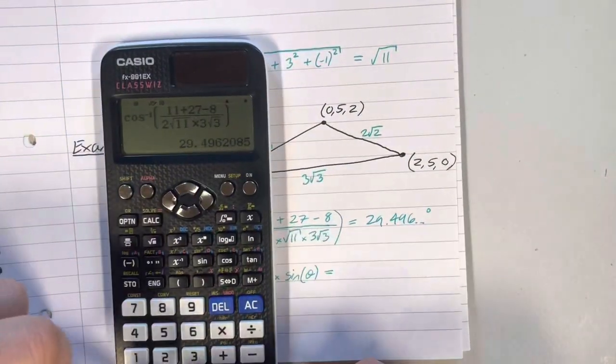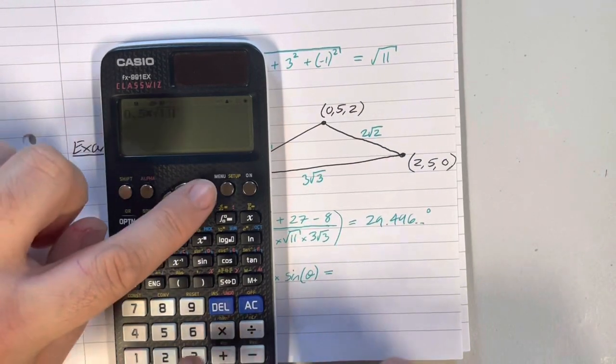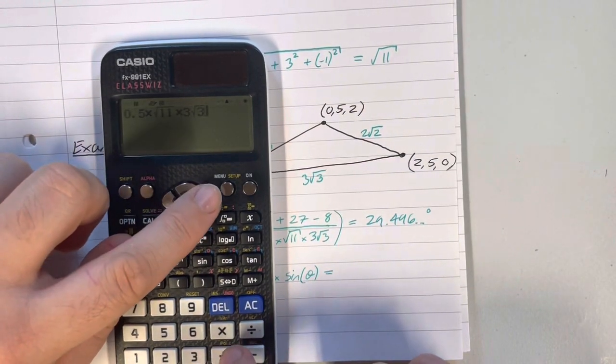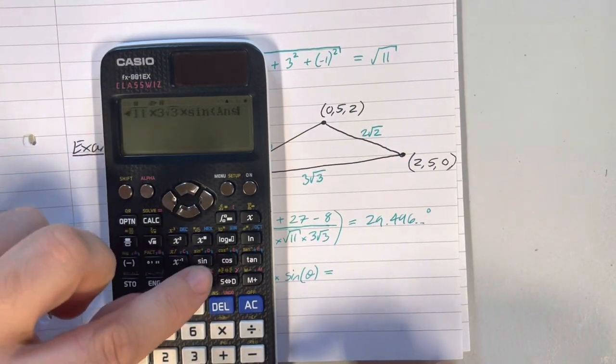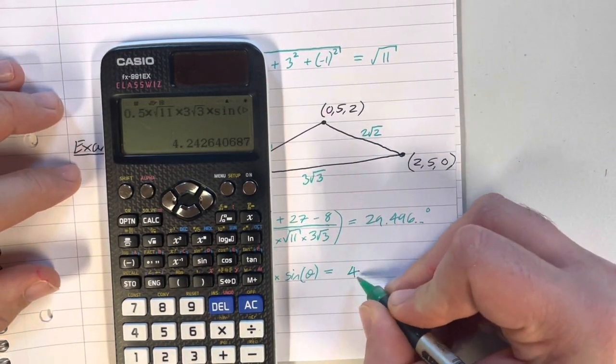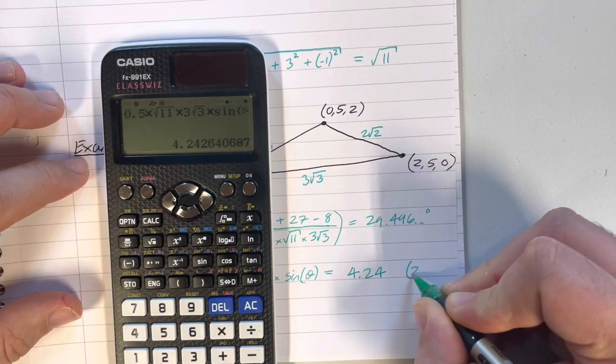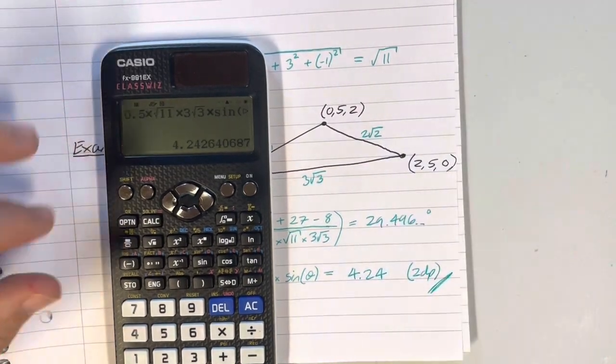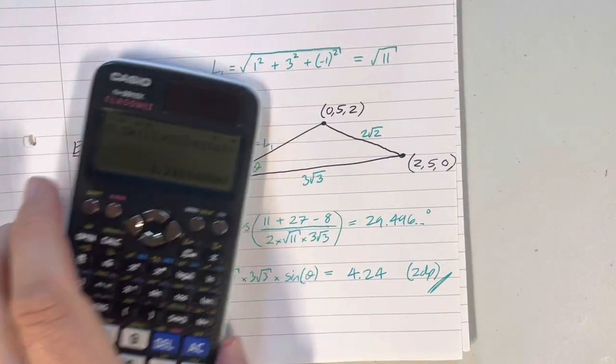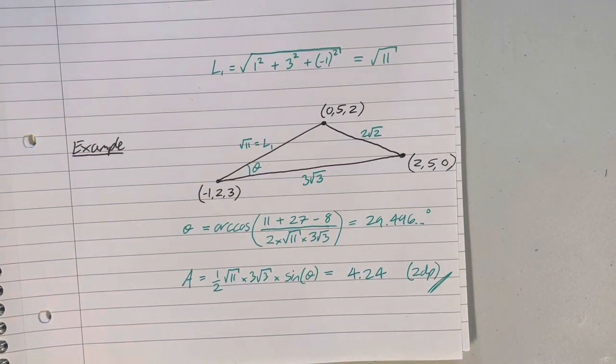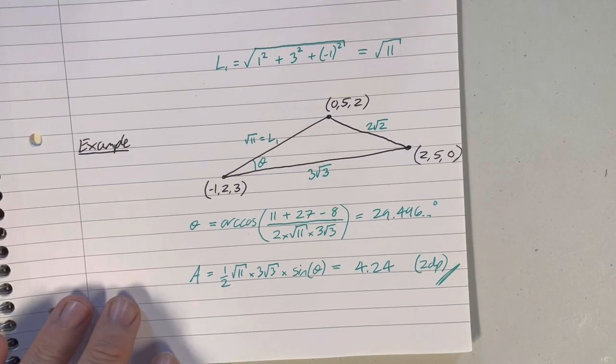So plug all that in, 0.5 times the square root of 11 times 3 root 3 times sine of my answer. And that gives me 4.24 to 2 decimal places. Okay, and that's my answer. That's the area of that triangle in three-dimensional space. And if you choose any 3 points in three-dimensional space, they will form a triangle unless they are collinear, in which case the area of the triangle is 0 because all 3 points lie on a straight line. So you can do that really for any points.